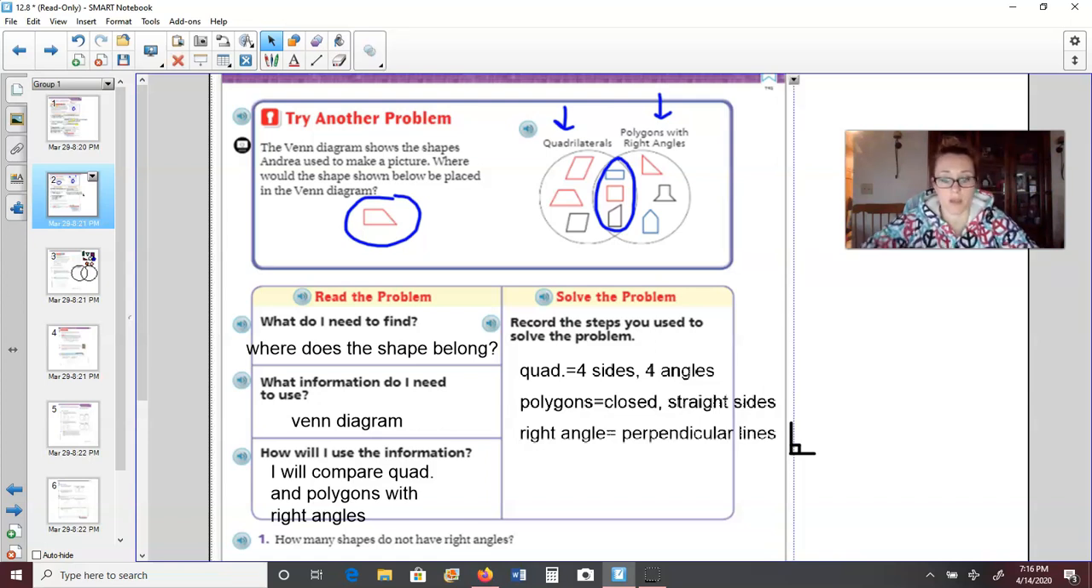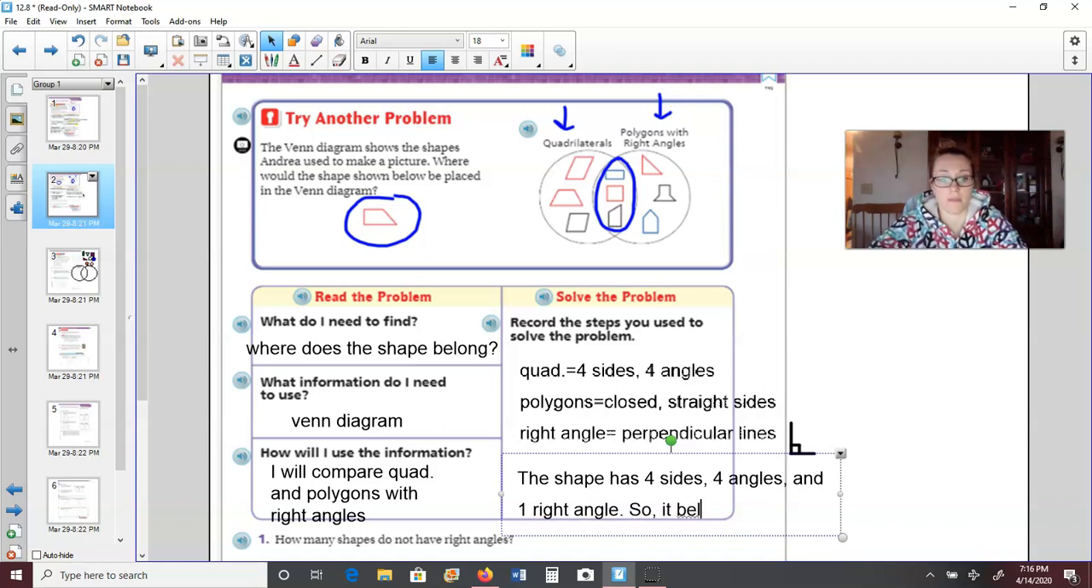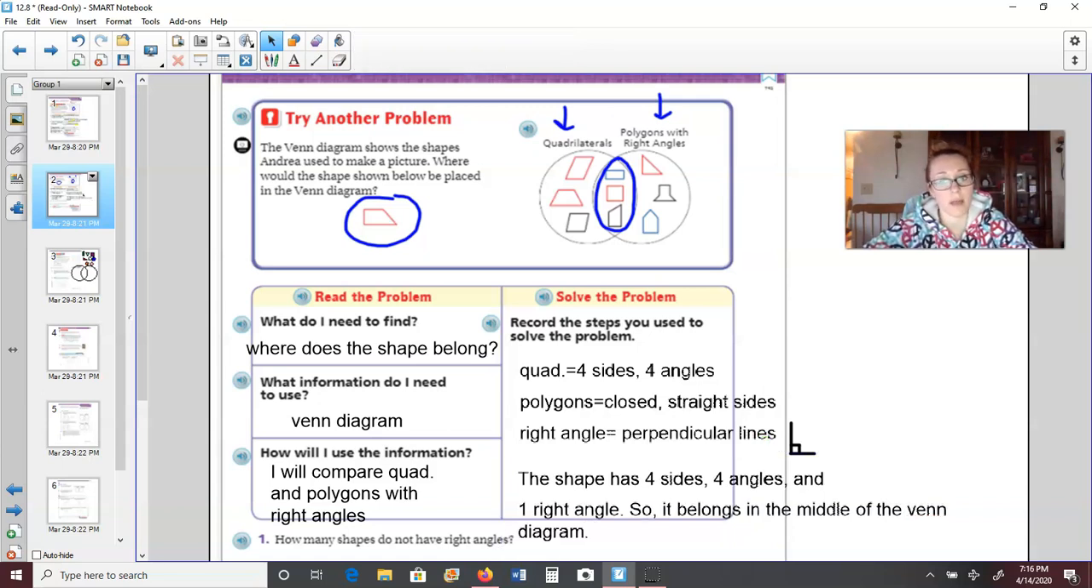So now that we have gone through the two categories, we can try to identify where this shape would belong. Okay, so the shape has 4 sides, 4 angles, and it has 1 right angle. So it belongs where? In the middle of the Venn diagram. The shape would go in the middle because it is a quadrilateral, being that it has 4 sides, 4 angles, but the shape also has a right angle.